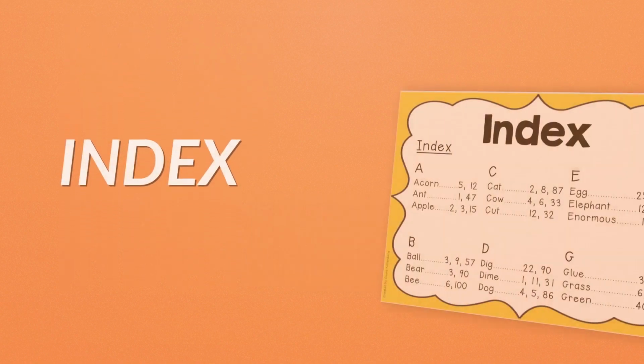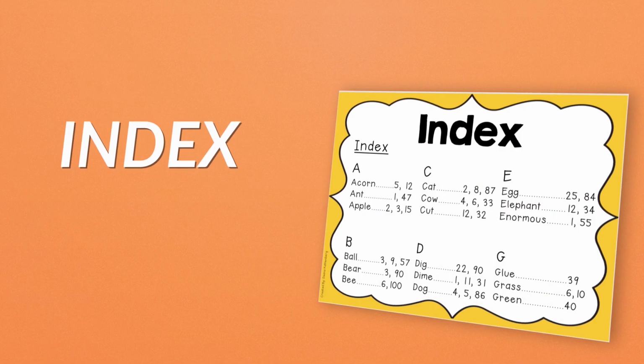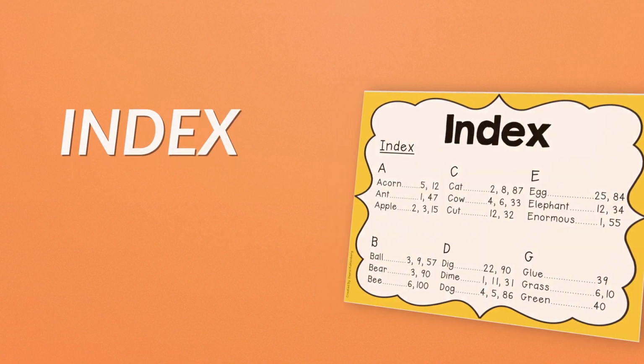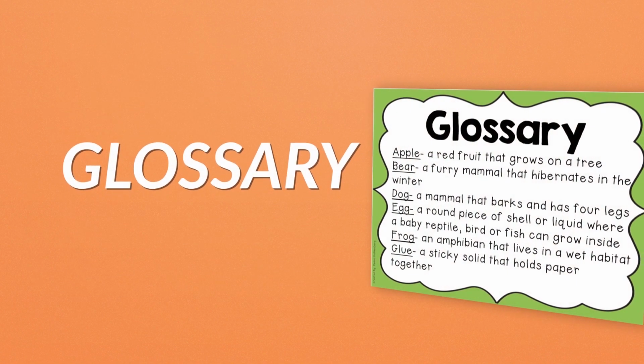Number 9. The index. A book index is simply where to locate information contained in a book. It is mostly found at the end of the book. The words of the index are arranged alphabetically. And finally, we have the glossary. Now, a glossary is a list at the back of a book explaining or defining difficult or unusual words and expressions used in the text.